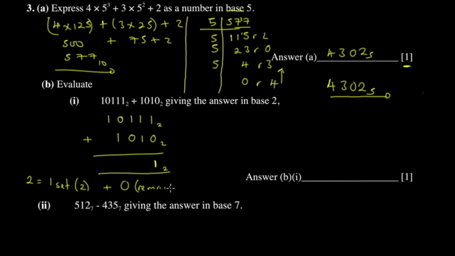So here we leave the remainder and then we carry the set. Carrying one set here. So here again you get 2, so it's 1 set of 2, remainder 0. So we leave the remainder, we carry the set. Here also same thing, we leave the remainder, we carry the set. Here also same thing. So it'd be 100001 base 2.